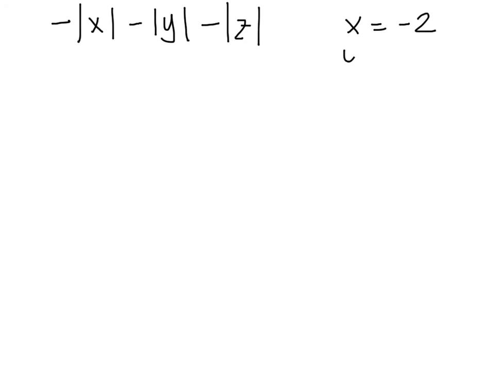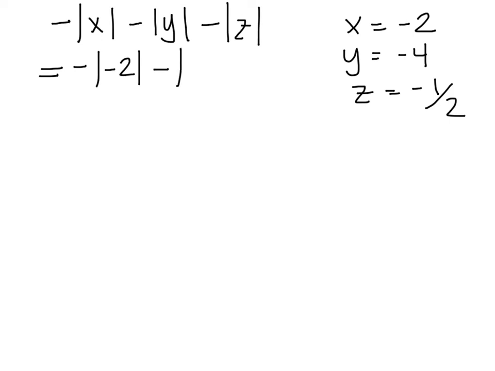Problem 3. The negative absolute value of x minus the absolute value of y minus the absolute value of z. All right, so our x is equal to a negative 2, our y is equal to a negative 4, and our z is equal to a negative half. So let's plug it in. We have a negative absolute value of negative 2 minus the absolute value of negative 4 minus the absolute value of a half. So we're going to solve our grouping symbols first.